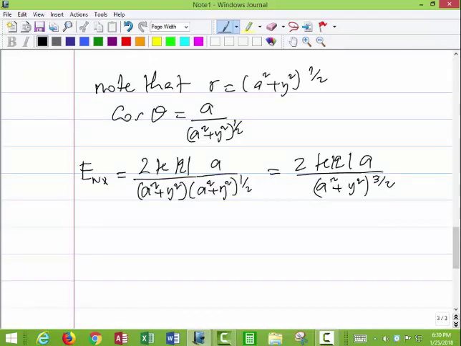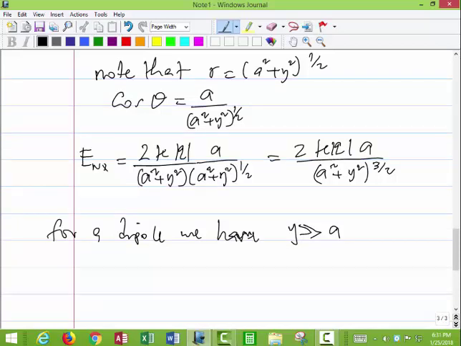So from here we can do some analysis. We can say that since we are saying that this is a dipole, the distance y is much larger than a. Okay, so we are saying the dipole is two charges of equal and opposite magnitude separated by a very small distance, say a. So if we take the electric field at some distance very far away from the dipole, then we can say y is much greater than a.